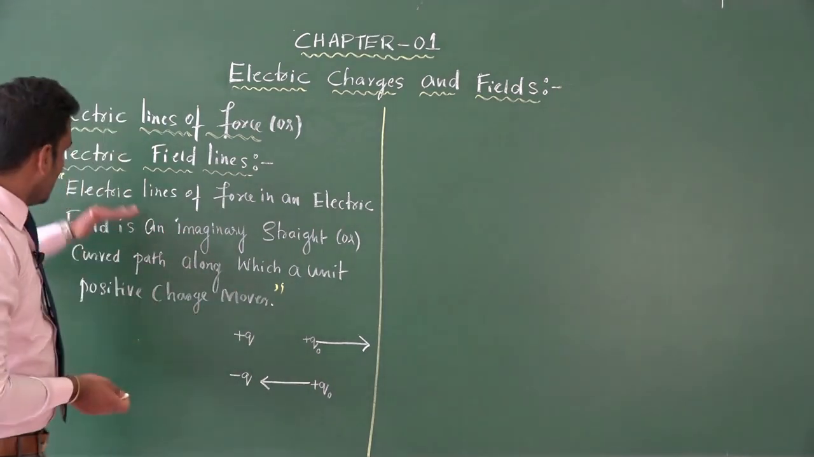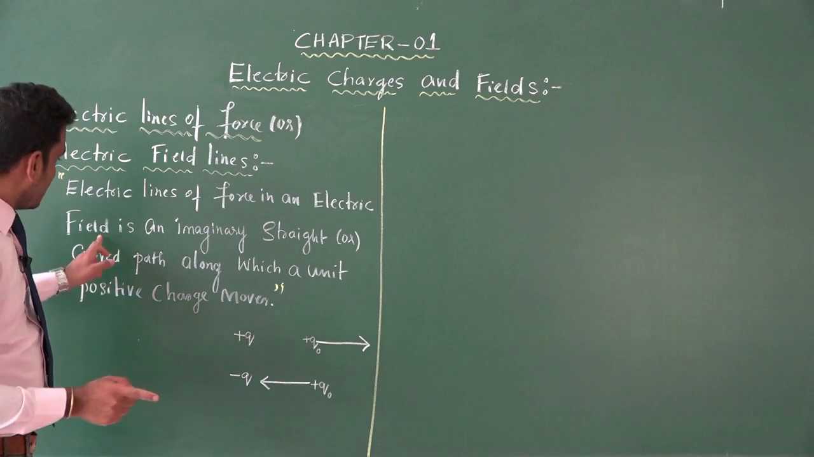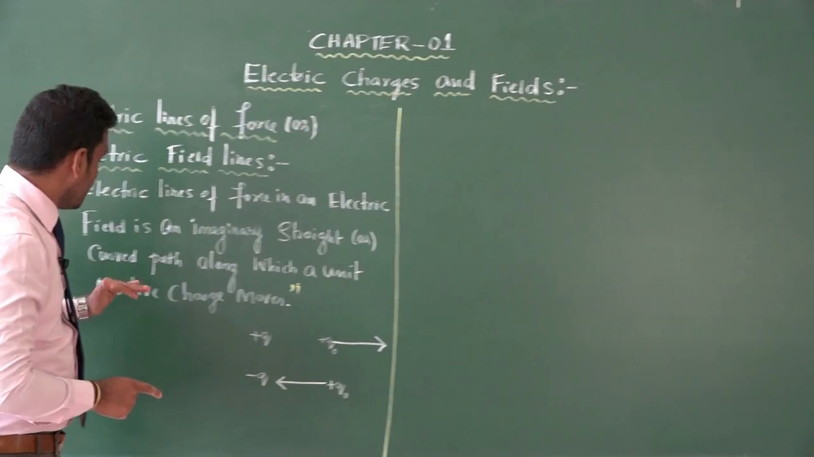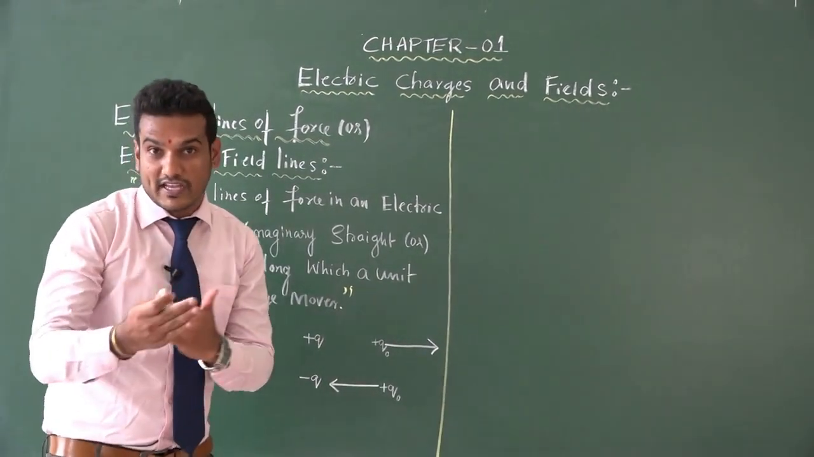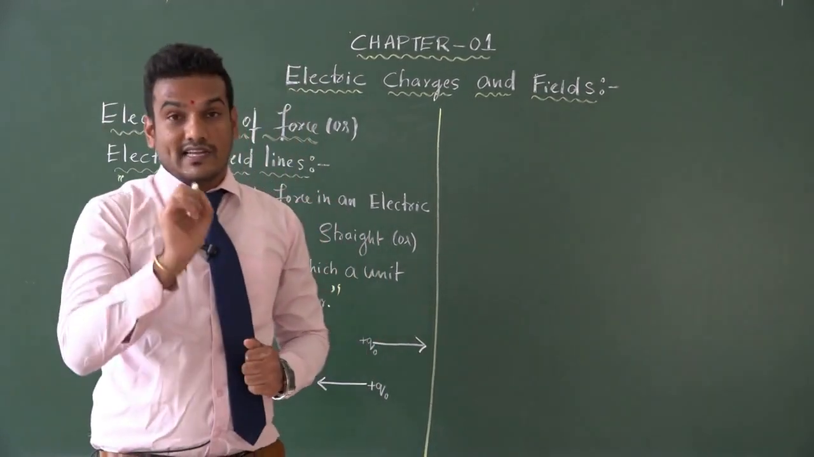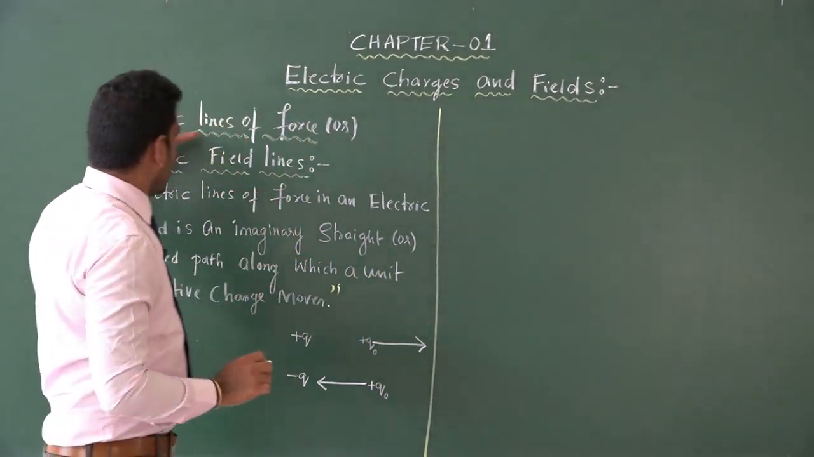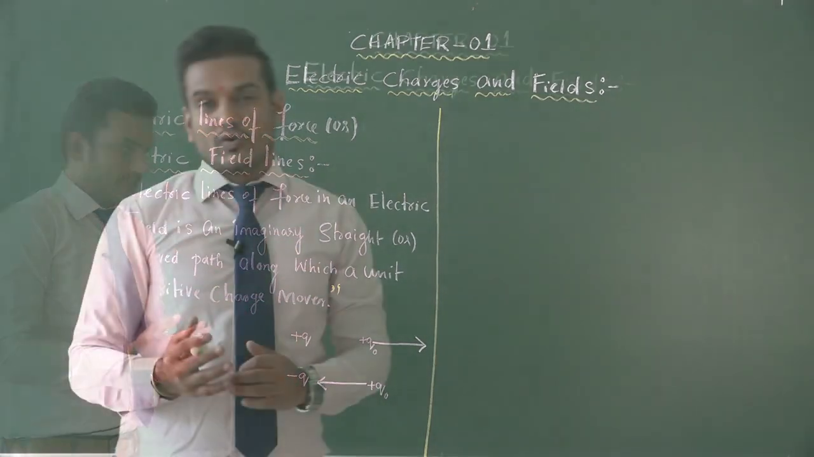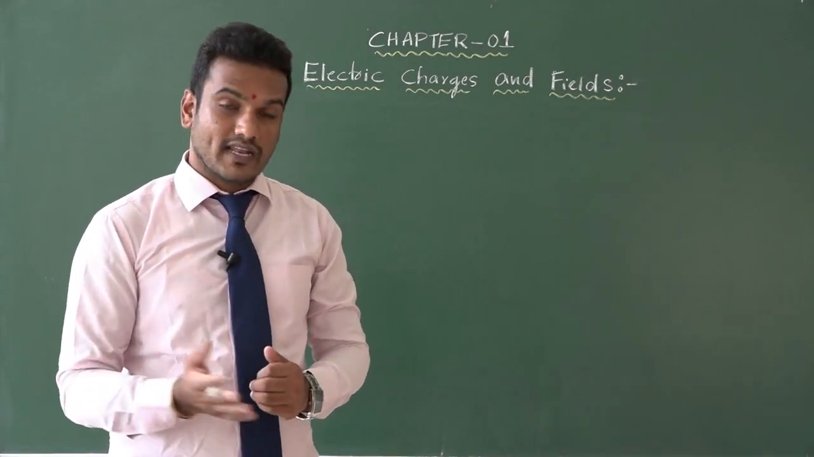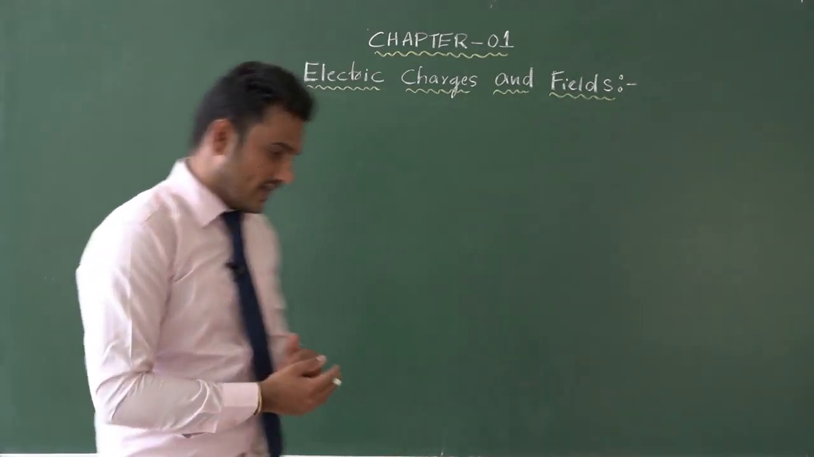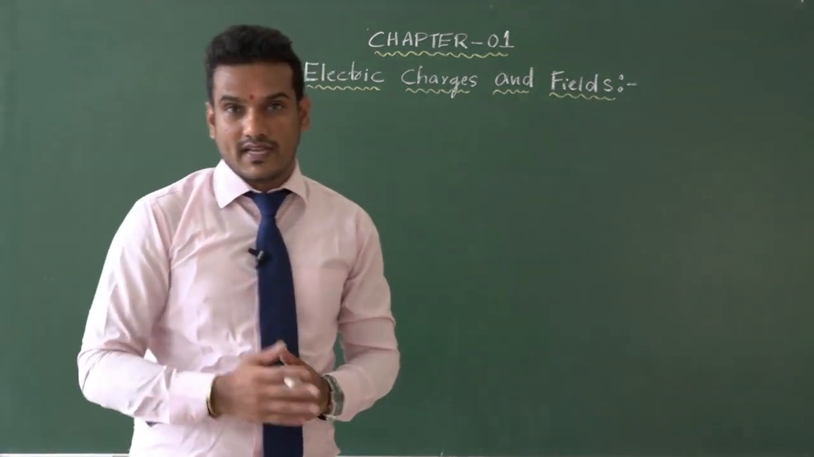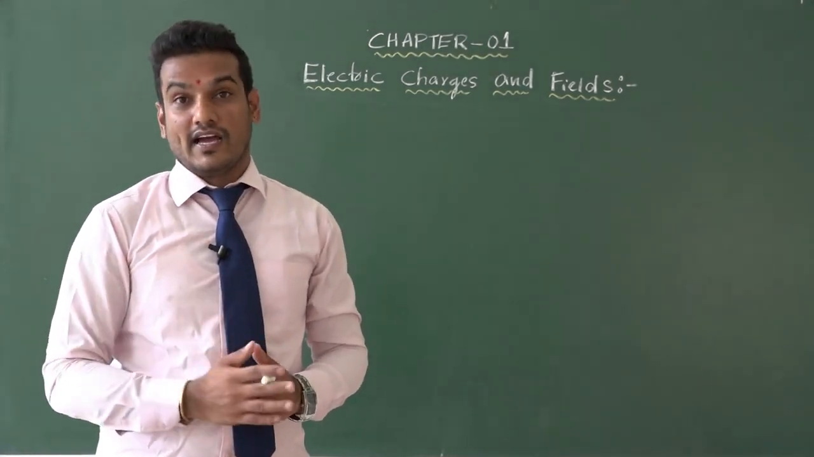I will brief you. Electric lines of force in an electric field is an imaginary straight or curved path along which a unit positive charge moves. Along the direction of motion of the unit positive charge, we are drawing one imaginary line. That imaginary line is known as electric lines of force or electric field lines. The question will arise, when do the electric lines of force become straight? When do they become curved? Let us understand. Electric lines of force are straight when they represent electric field due to an isolated charge.